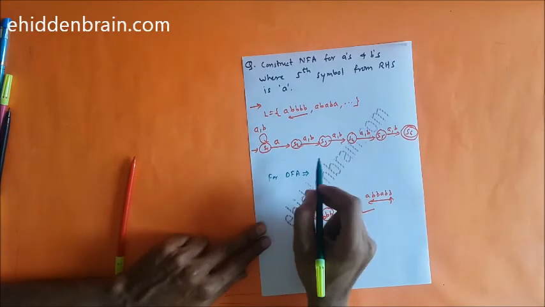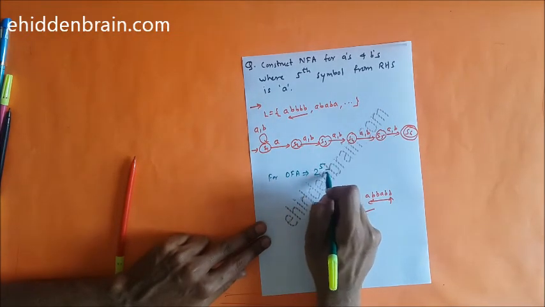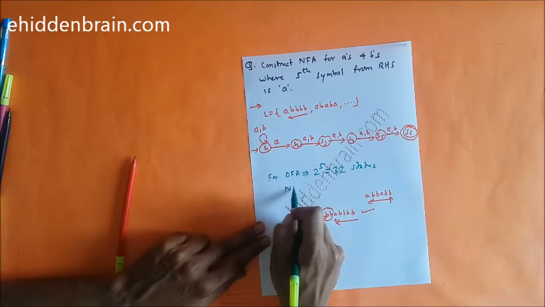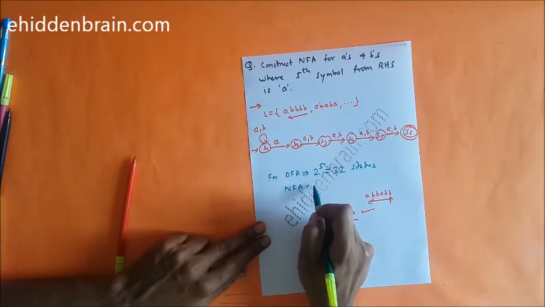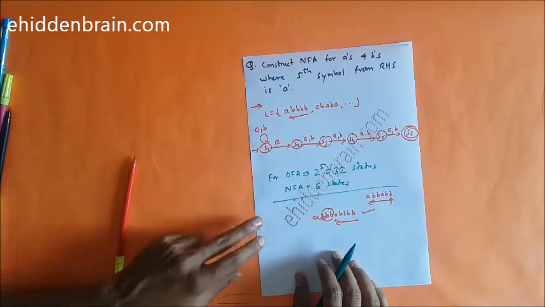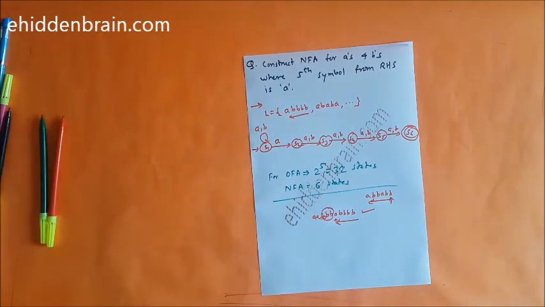Now you can see the difference for a DFA. How many states could have been required for this problem? 2 raised to 5, meaning around 32 states are required for a DFA. And for the NFA, how many states did we require? We required only 6 states. That's why NFA construction is very simple. And we will use this technique for drawing difficult DFAs also. If a DFA is very difficult, I will try to draw the NFA first, and then I will convert the NFA to a DFA. The conversion of NFA to DFA is also possible; we will see it in the next tutorial.